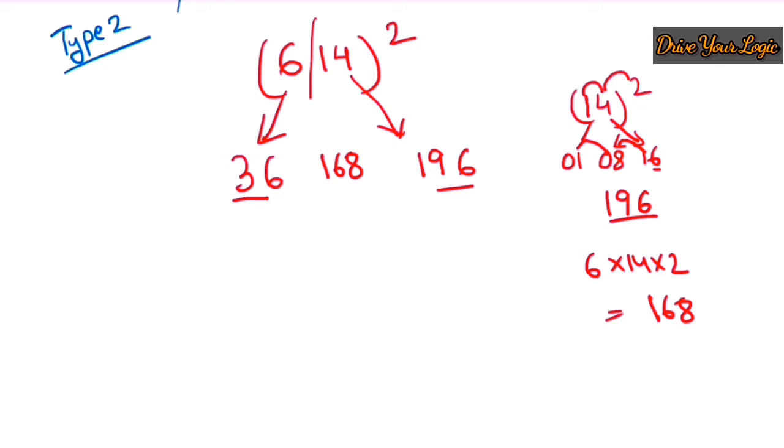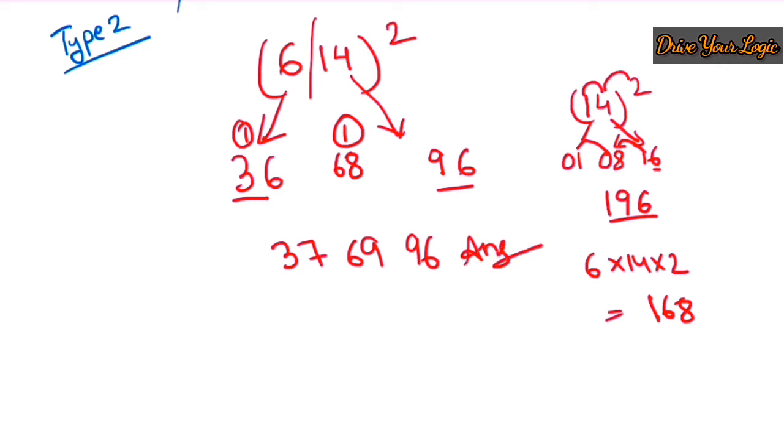So we will not write the 1 here, and this one also we will not write here. This one we will carry forward here, and this 68 one we will carry forward here. Okay, so while writing the answer, I will write down 69, 68 plus 1 is 69, and 36 plus 1 is 37. So your answer is 376996. That's your answer. So this is for type 2 sums.